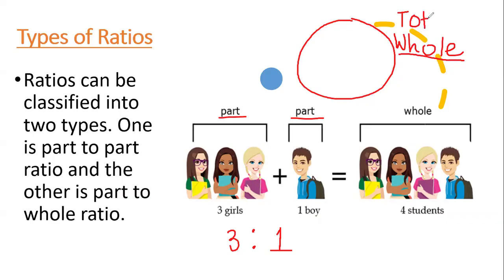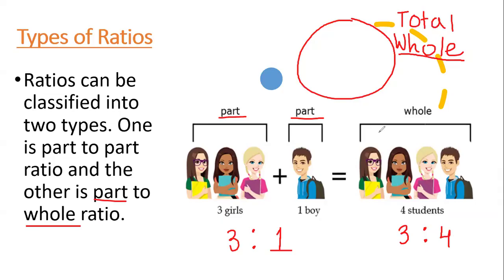So whenever we're doing a ratio that is part to whole, we are comparing how one part relates to the whole. If I ask you to give me a ratio of girls to the total number of students, what would you tell me? 3 to 4. Very good. How did you get 3 to 4? Because there are 3 girls and there are 4 students overall.